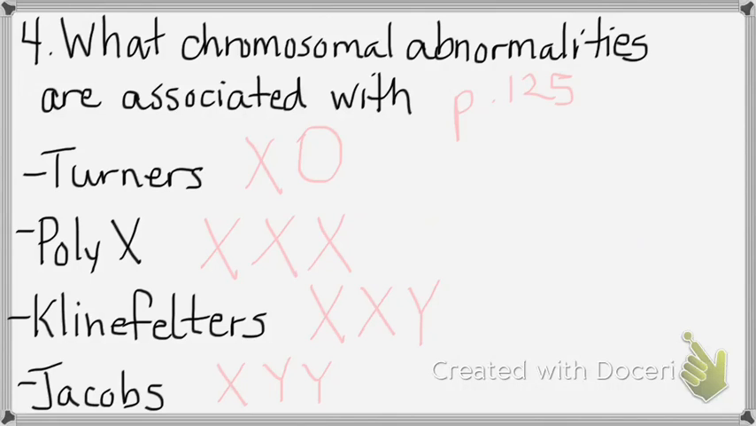Now guys, let me be clear. On the test, I don't have all this pink stuff written on the test. The test's going to look like that, where it just says Turner's, and that's it. Or it just says poly X, and that's it. Does everybody understand? I didn't want to mislead you, and you think that I'm going to tell you Turner's, parentheses, XO. I'm not doing that. You have to know that Turner's is XO. Okay? I know. Life's tough.